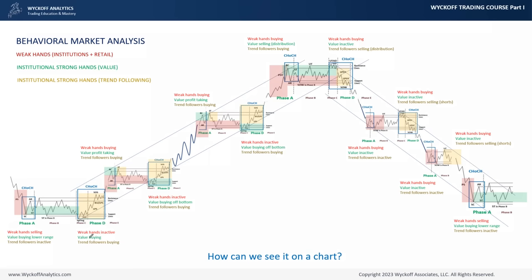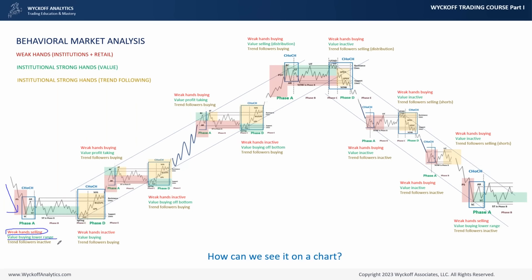How would we see weak hands, value buyers and institutional trend followers? In the downtrend into the climactic run, we see that weak hands are going to be capitulating. They're going to be emotionally exhausted. "Get me out." Value buyers, the smart money, will be buying at that point in time. There is value there, and there is a substantial liquidity event where they could buy a lot and create a meaningful position.